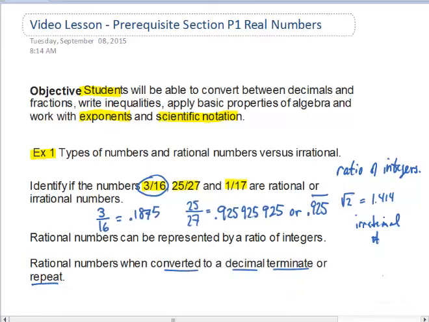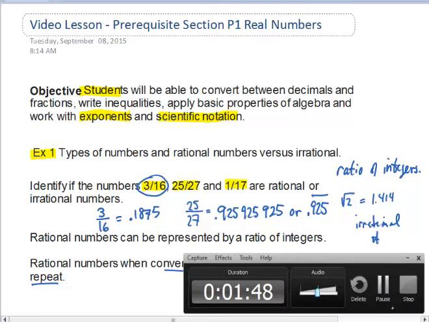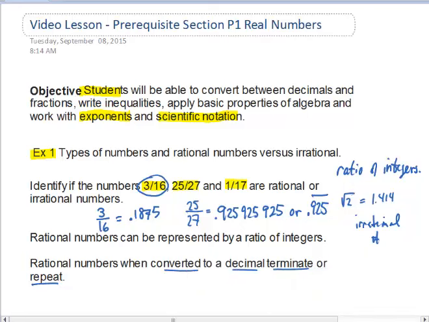So here I took 3 over 16 and I did the division on my calculator, and the result was 0.1875, where the decimal terminated or stopped. The next one, 25 over 27, had a repeating pattern of 0.925, 0.925, 0.925, or we just represent it with the repeating bar. Try 1 over 17, and you will notice it is definitely rational, but it just takes a much longer string of numbers to repeat.